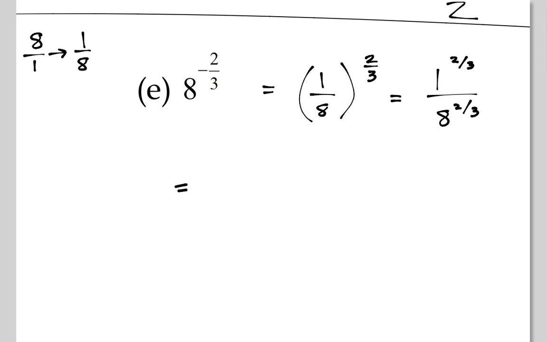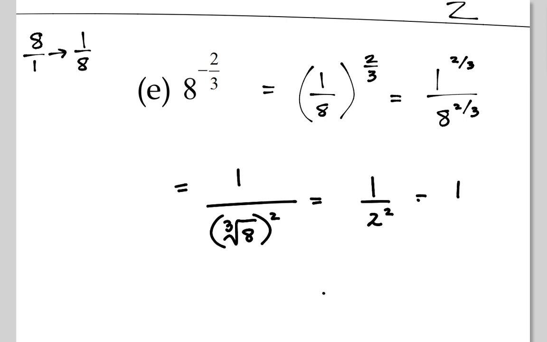What's 1 to the power of anything? It's just the bottom that I got to think about. Oh my gosh. Fraction power. Do I give up or do I just think? What does the 3 tell me? Cube root. What does the 2 mean? Square. So what's the cube root of 8? Then square that. 4. So I would do it in this order. Do that first, then square it. I get 1 over 2 squared. I get a quarter.